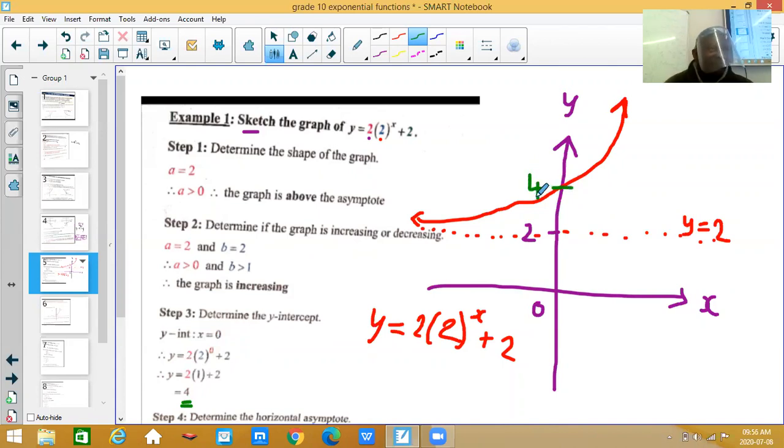Let me stop there. Are you following? Yes. Step 2, which one? Or here? Here. Yes. Okay. They said a is equal to 2 and b is equal to 2. So if maybe one of them was negative, would the graph still increase?